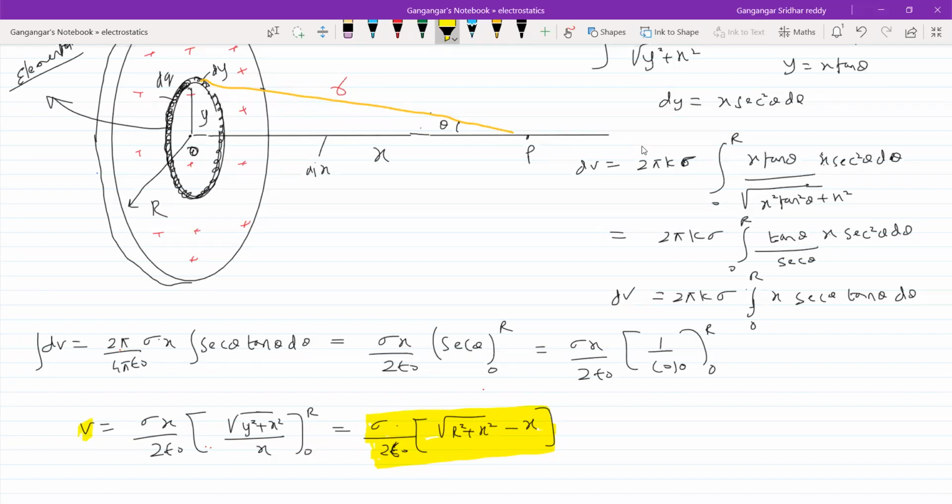Now you have some application with mechanics also. There'll be some point charge given a velocity, and some numericals are there in the book. Just focus on them also. So I got this electric potential due to a uniformly thin charged disk.